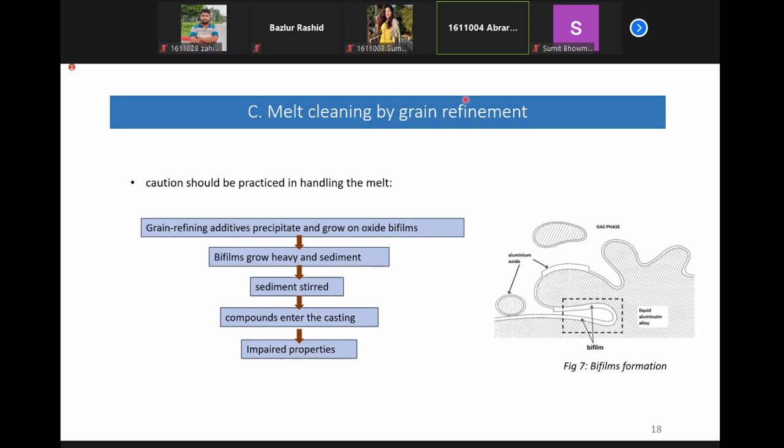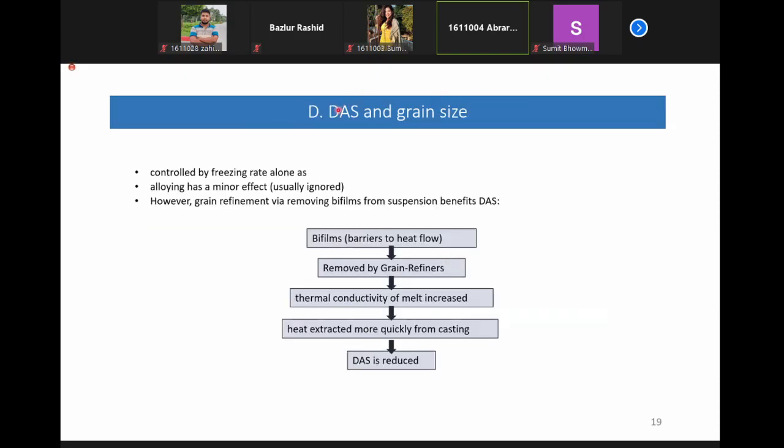Therefore, grain refinement not only produces equiaxed grains, but it also improves the cleanliness of the melt. But this is also a double-edged sword, because if we additionally do stirring for grain refinement, then a lot of these heavy sedimented bifilms with the grain refiners deposited on top of them can get reintroduced into the casting and impair the properties. So if we do use grain refiners to create clean melts, we have to be very aware of how we stir that melt.